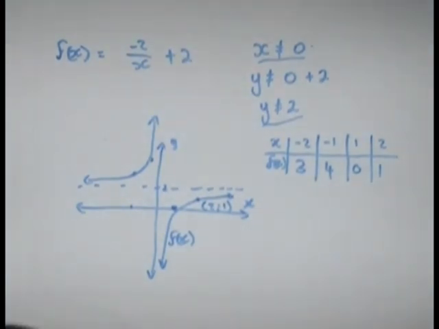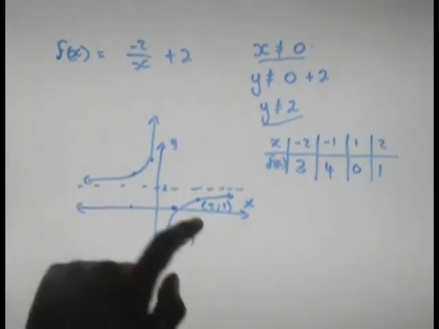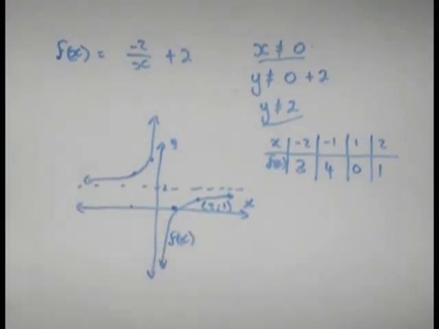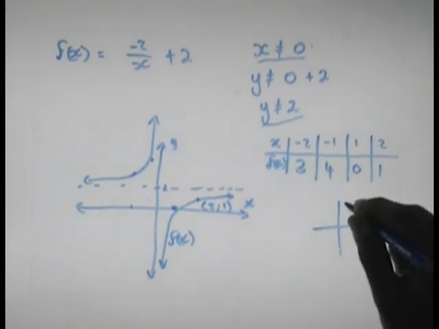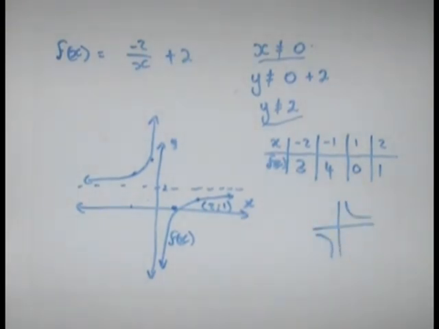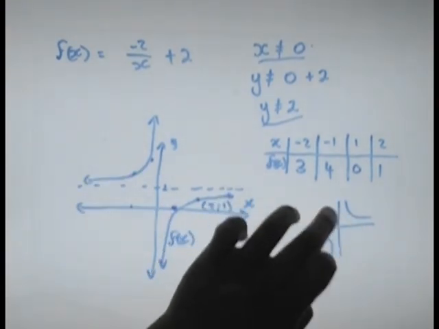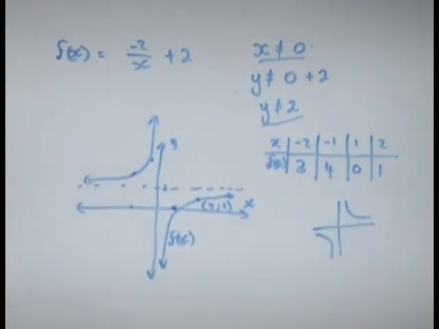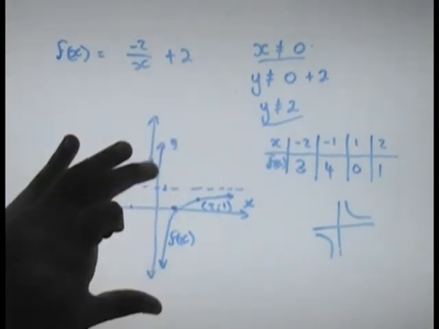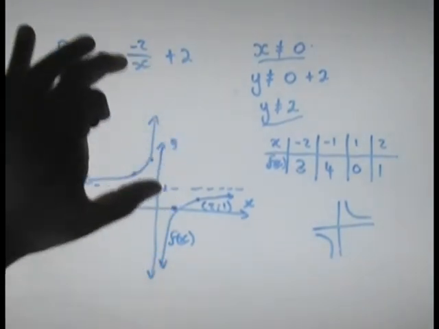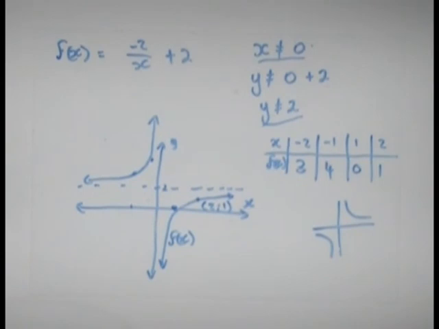Notice something with this graph here: firstly, it's in the opposite two quadrants as the standard graph. The standard graph looked like that and like that. This one, because of the negative 2, means that it's in the opposite quadrants. At the same time, because of the plus 2, it's been shifted up 2 units. Both of these transformations we will cover more in detail in the next few tutorials. Not so bad, is it?